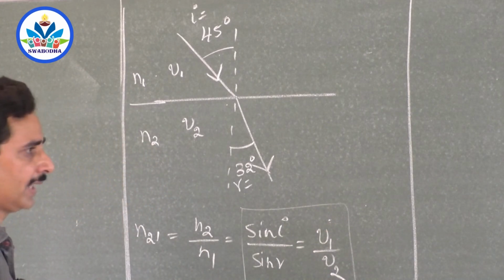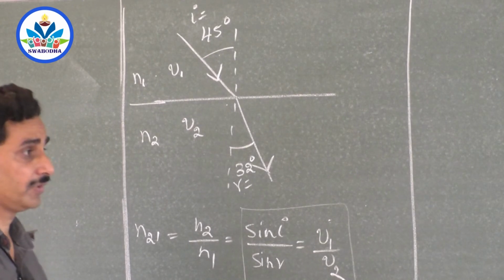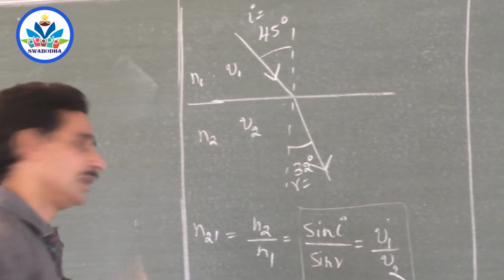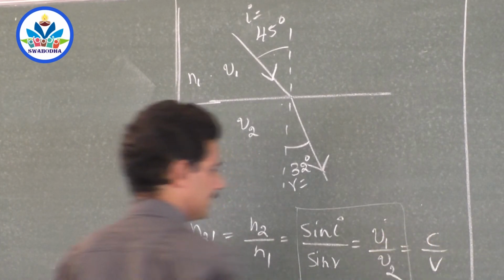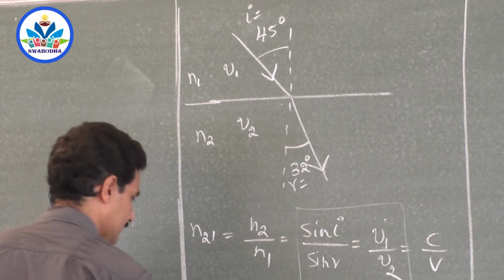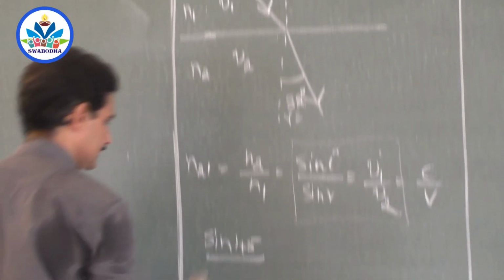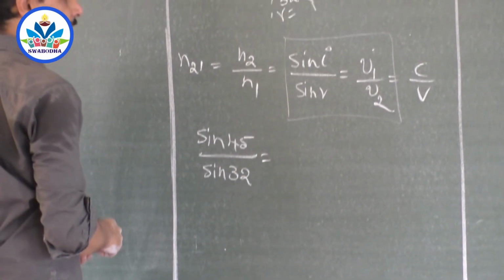Directly writing, a beam of light is incident towards the surface of a liquid. What about the first medium? Nothing is referred, so it is air. You need not worry about that. So you can write C by V. What is the speed of light in the liquid? Sin I, sin 45, by sin R, sin 32, is equal to C by V.